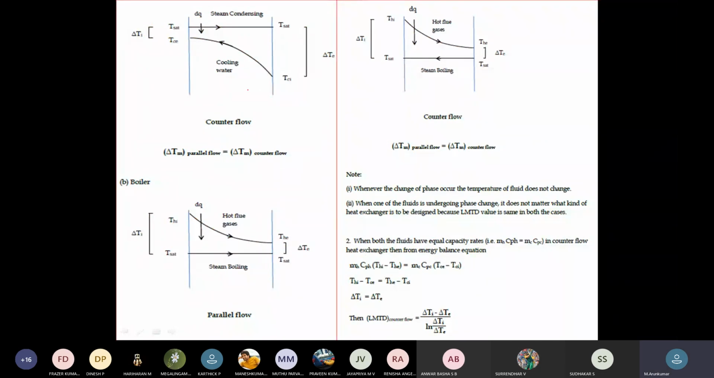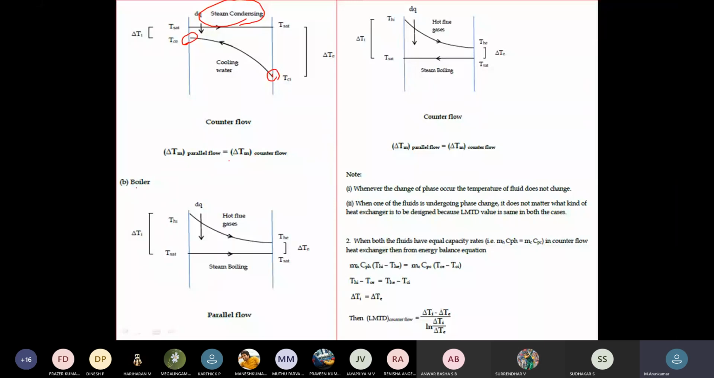Then for the counter flow, this diagram will happen. The temperature of the cooling water at the inlet will be less, and the exit temperature of the water will be more. This temperature increase is happening because of the heat transfer from the steam, that is saturated steam. So the LMTD of a parallel flow will be equal to the LMTD of the counter flow for this steam condenser.